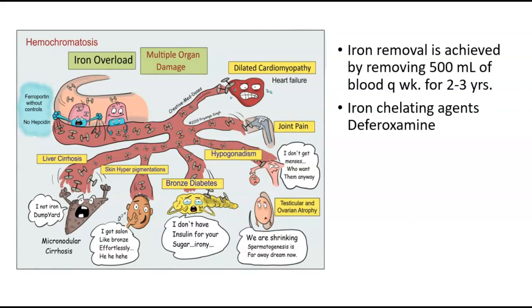So the treatment for this one, hemochromatosis, if we have too much iron, we have to get rid of the iron. So how do we get rid of it? Well, it's in the blood, so we can do blood removal. So removing 500 mLs of blood every week for 2 to 3 years, and then also iron chelating agents. So deferoxamine would be your exemplar medication. So this is bleeding, basically. So that's too much iron.